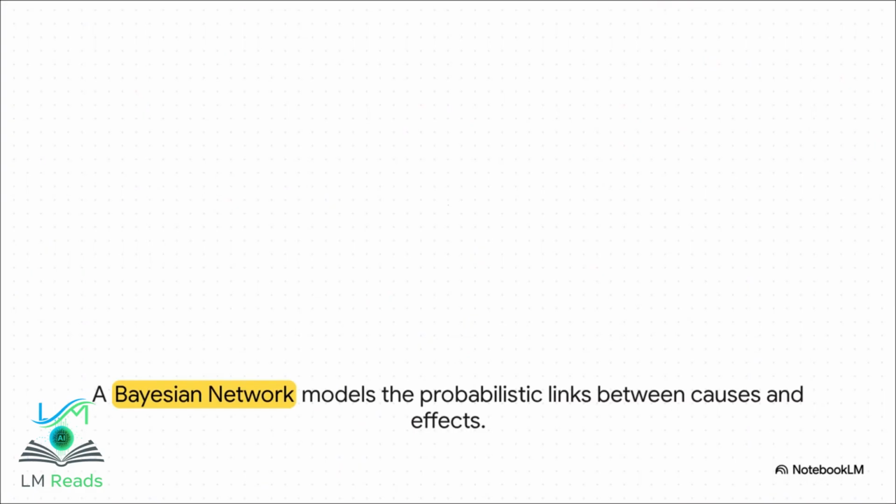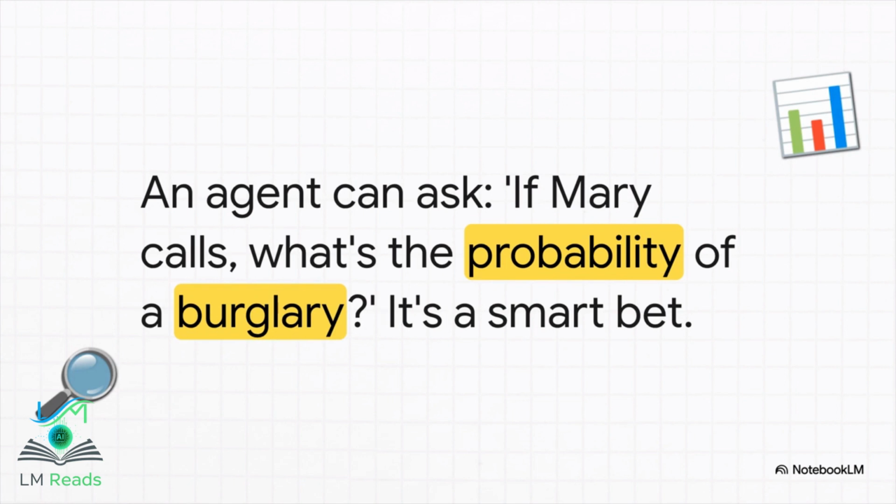And this is where probability theory becomes absolutely essential for AI. A key tool for this is the Bayesian network. The best way to think of it is as a map of cause and effect. It lets an agent see the relationships between different events, like how a burglary might trigger an alarm, and, most importantly, the probabilities that link them all together. The real power here is that an agent can reason backwards from effects to causes. It can take one little piece of evidence, like your neighbor Mary calls, and use the network to update its belief about the probability of a burglary. It's literally making a smart bet based on the evidence it has.